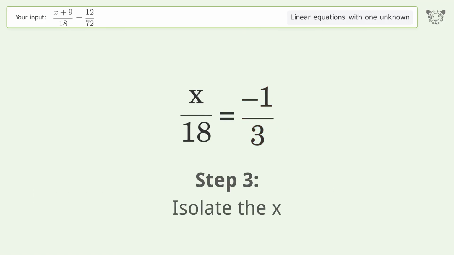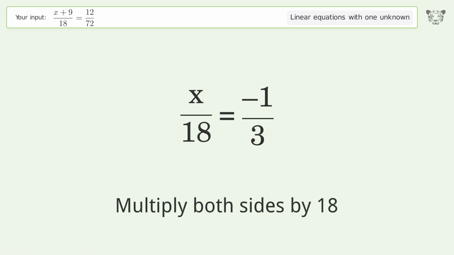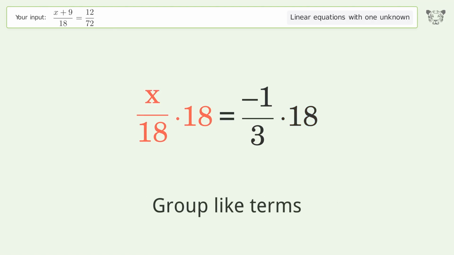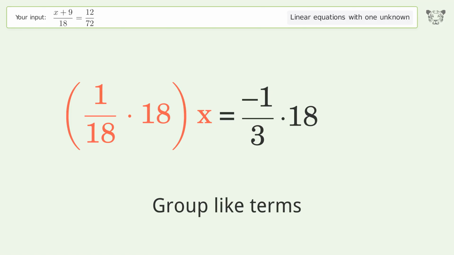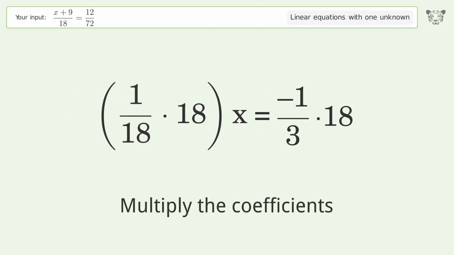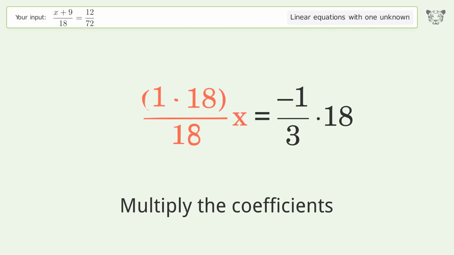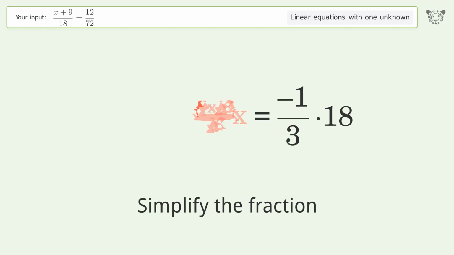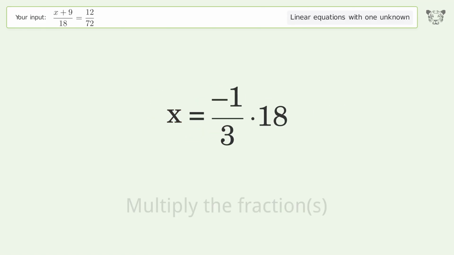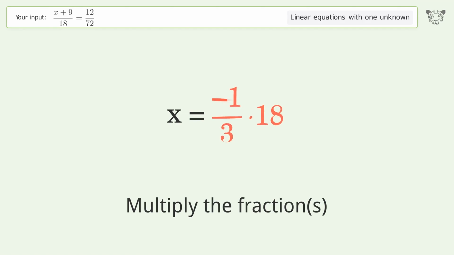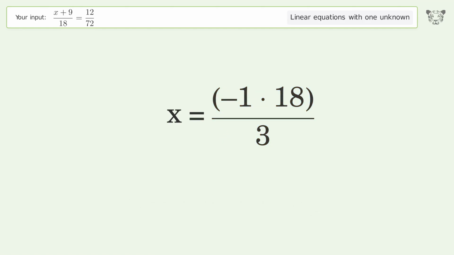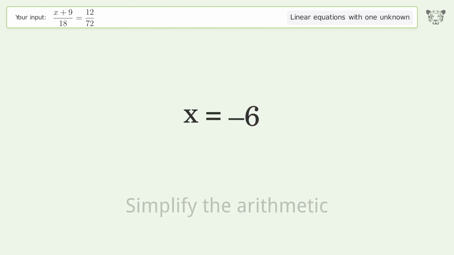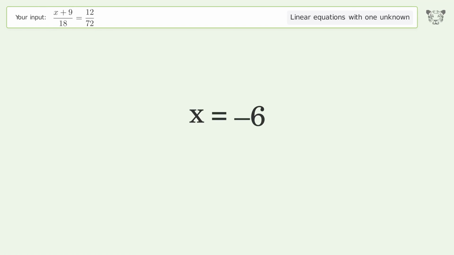Isolate the x. Multiply both sides by 18. Group like terms. Multiply the coefficients. Simplify the fraction. Multiply the fractions. Simplify the arithmetic. And so the final result is x equals -6.